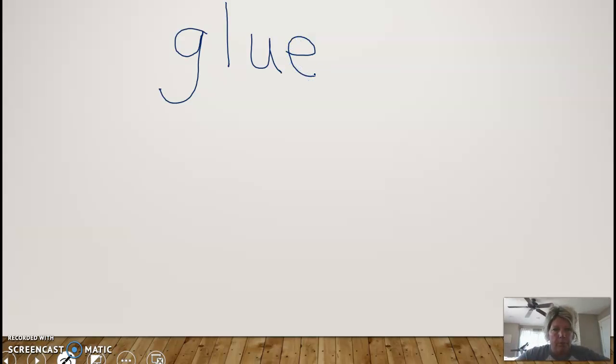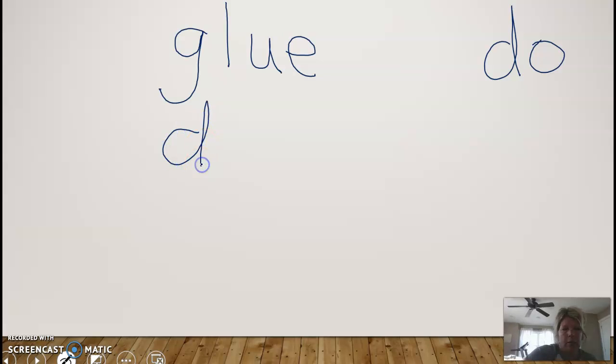Glue. The next word we're going to write is if something needs to be turned in, the deadline, we say it is due. Now, this is different than this do. It's not like go and do your Nearpod lesson. Do. So we have duh, ooh. What's making the ooh sound at the end? So we have duh and ooh. Very good.